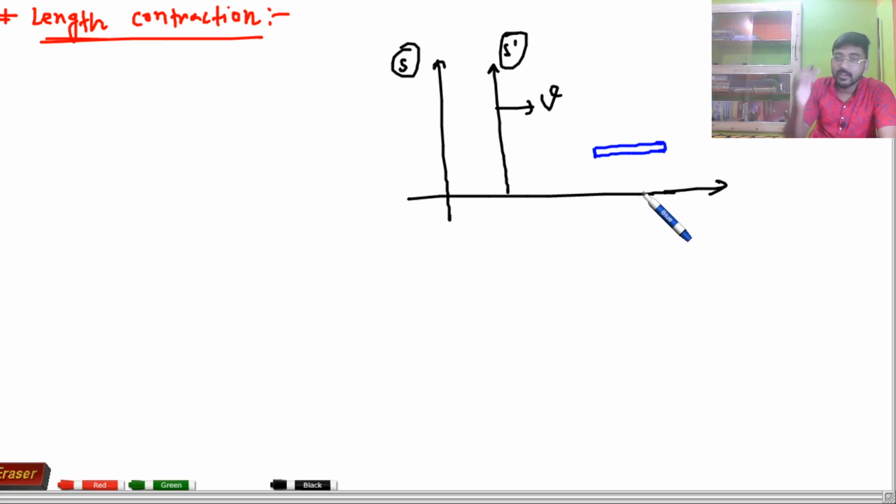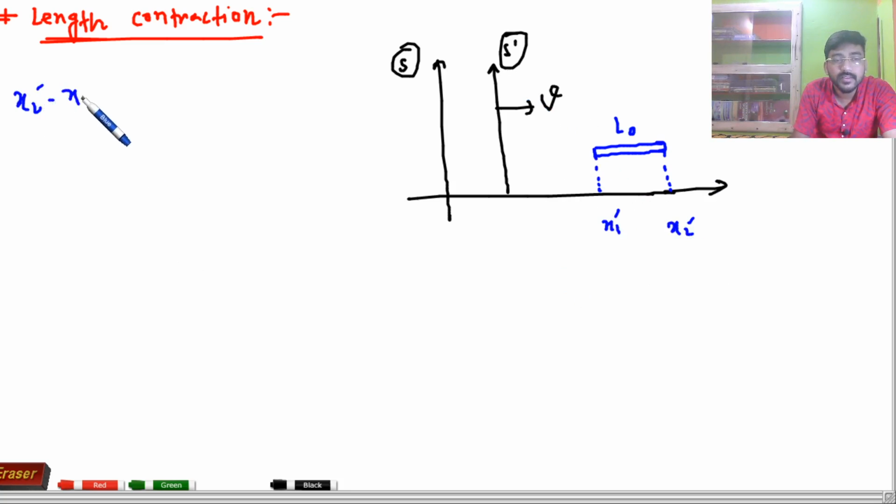Now, if we measure the length of this rod from this S dash frame, let me suppose that the length is L0. This L0 is called the proper length. If we measure the coordinates, this is x2 dash and this is x1 dash, from the frame S dash. When the rod is in the S dash frame, and the person sitting in the S dash frame measures the coordinates x1 dash and x2 dash, then x2 dash minus x1 dash is equal to L0. This is actually the proper length of the rod.